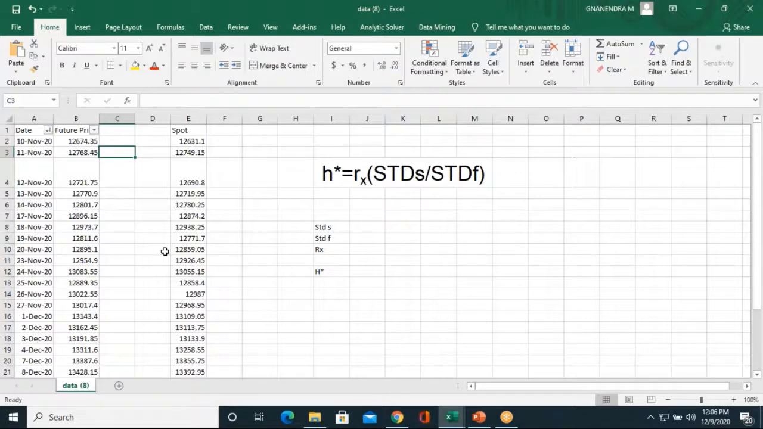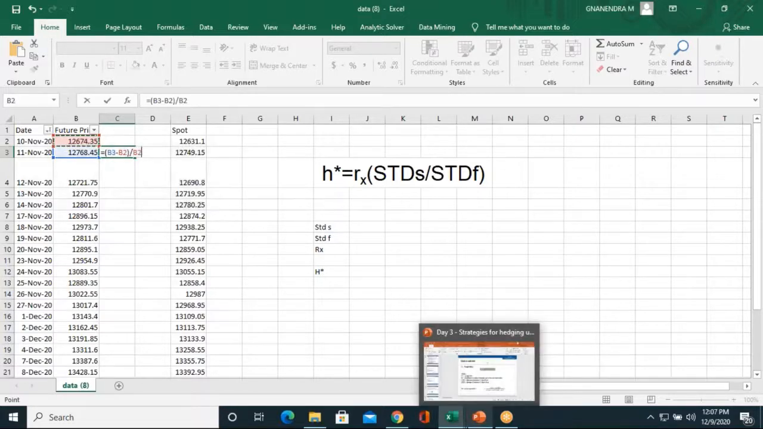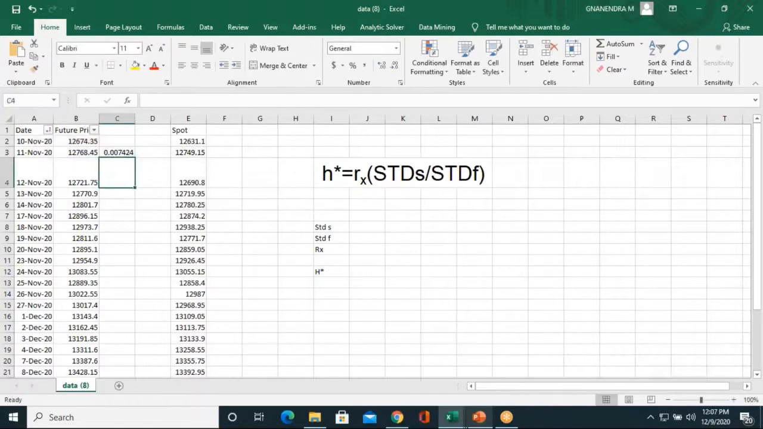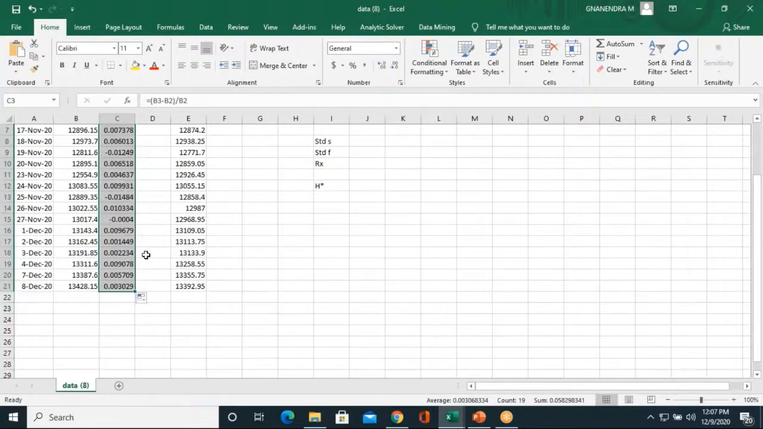I will go to the 10th one, equal to, the conventional equation is today's price minus yesterday's price divided by yesterday's price into 100, correct? So what I do, today's price minus yesterday's price, close the bracket, divided by yesterday's price into 100. I will not do, it's okay. So I got the return for the day one. Just double click on this, you're gonna get it.